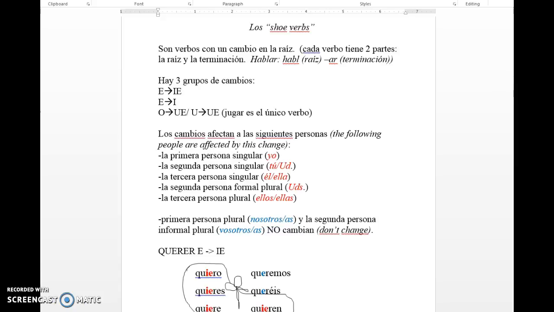Buenos días. I noticed on week 4's quizzes over chapter 3 that there was a big problem with the stem-changing verbs. Also, I call them shoe verbs. I will explain why in just a moment.